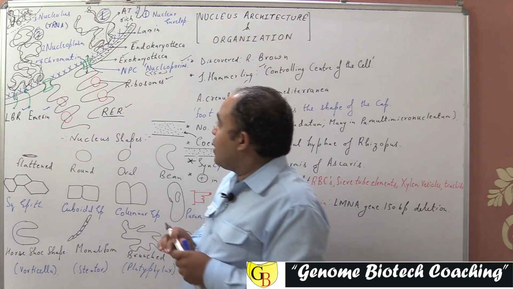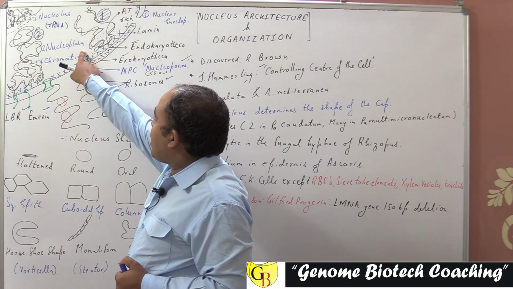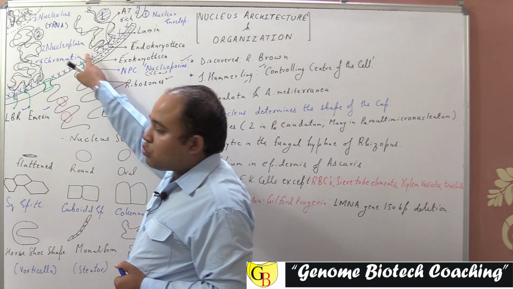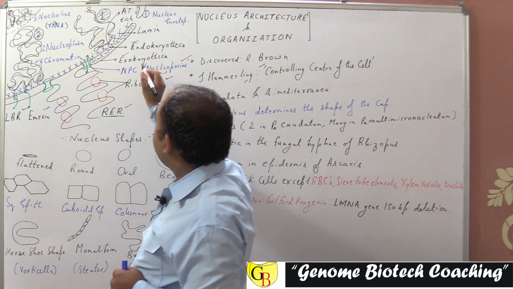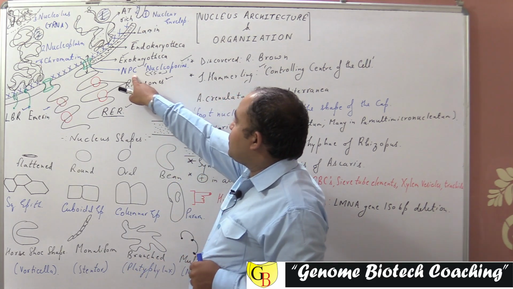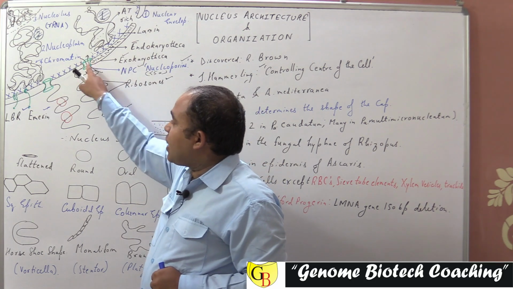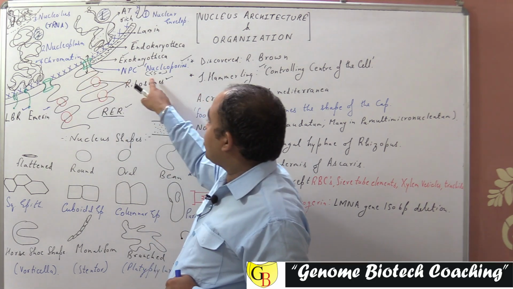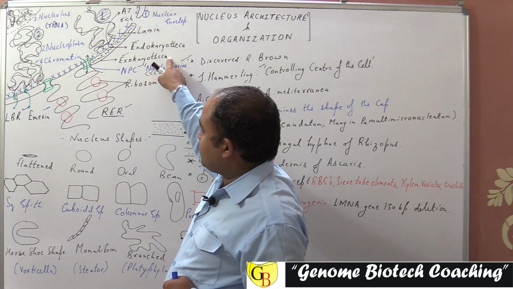Now, within the nucleus, there are more than 1,000 to 10,000 apertures which are present, commonly called as nuclear pore complex, and they contain certain proteins which are referred to as nucleoproteins. Each nuclear pore is made up of more than 50 proteins called as nucleoporins.